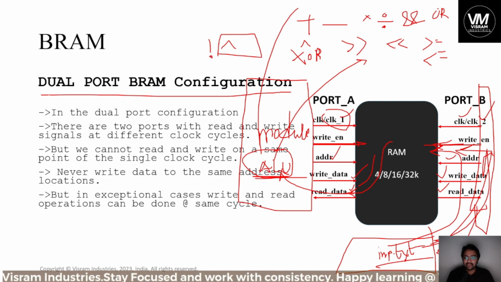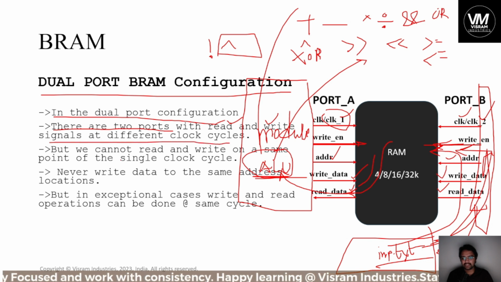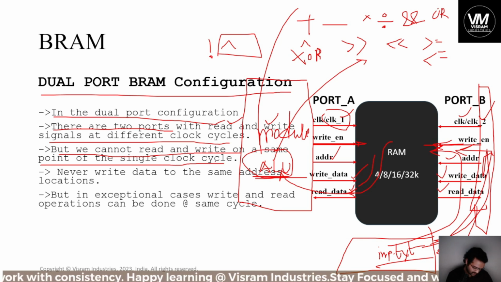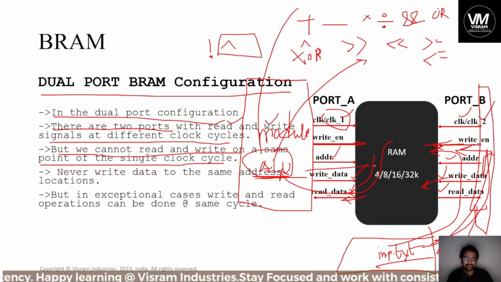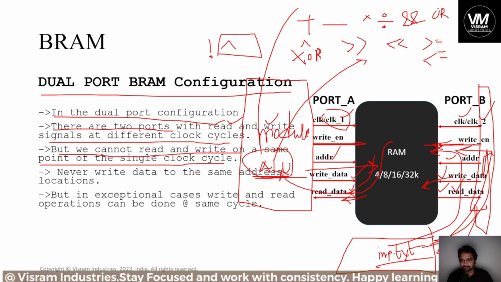So simple. In the dual port configuration, there are two ports with read and write signals at different clock cycles, but we cannot read and write at the same point of a single clock cycle. For example, if you are writing from port A, you can only read from port B. I'll erase everything, don't get confused.